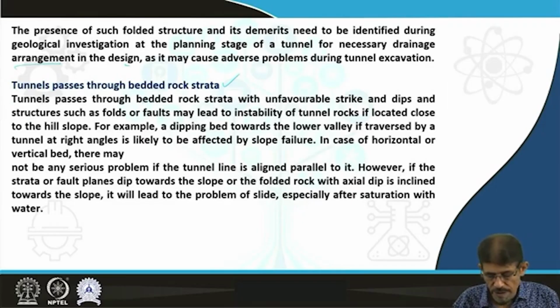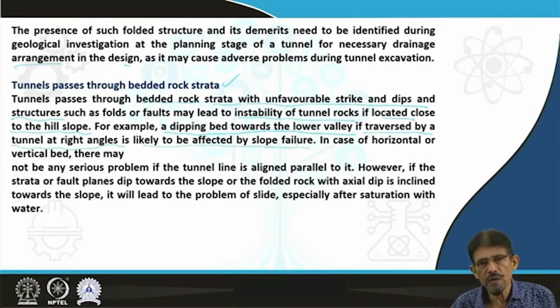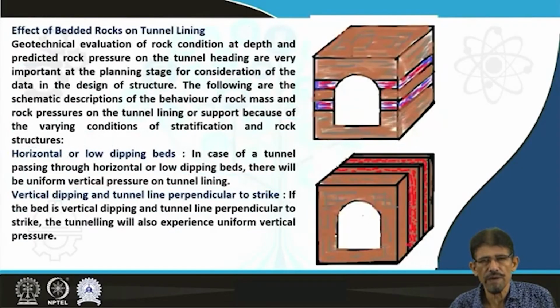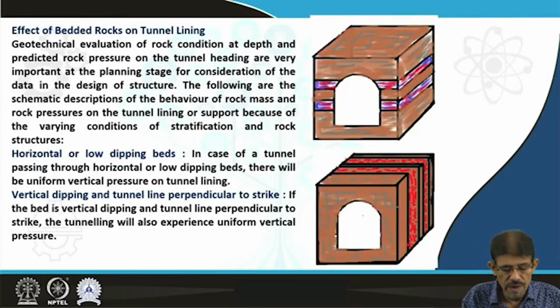If the tunnel passes through bedded rocks with unfavorable strike and dips, and structures involved in folds and faults, it may lead to instability of tunnels if located close to a hill slope. For example, a bed dipping toward the lower valley, if traversed by a tunnel at a right angle, is likely to be affected by a slope instability problem. In the case of horizontal or vertical beds, there may not be any such serious problem if the tunnel lining is aligned parallel to it. However, if the strata or fault plane dips toward the slope, or the folded rock with axial dips inclines toward the slope, it may lead to the problem of slide, especially after saturation with water if it interacts with surface water. Here you can see the different situations we are going to elaborate.